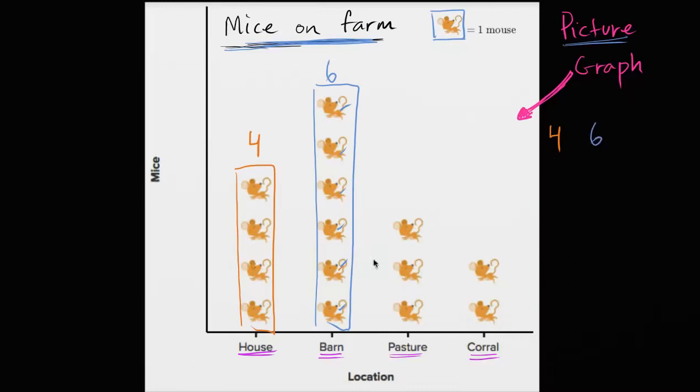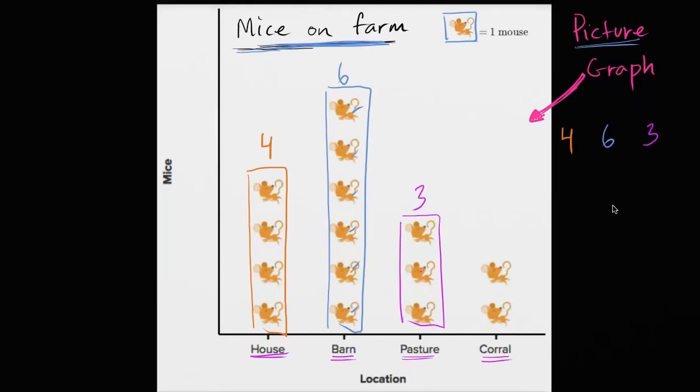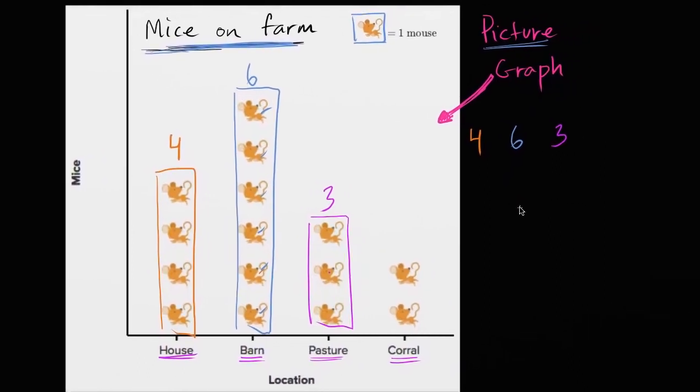What about the pasture? Well, we see that there are 3 mice there, because each of these pictures is one mouse. The person who made the picture graph could have made each of those pictures a different number of mice, but here each one is one mouse. So there are 3 in the pasture. And then finally, let me move over a little bit, there are 2 in the corral.